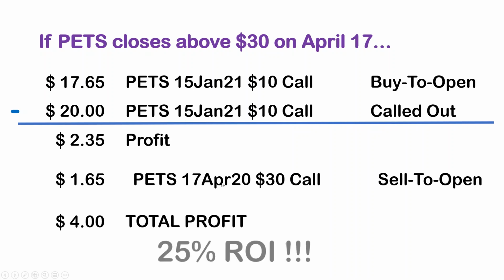$4 of total profit, or 25% ROI. Again, unheard of on the worst case scenario. It's just showing that the price of options right now is for a seller's market. If you're selling premium, you are going to benefit big time right now.